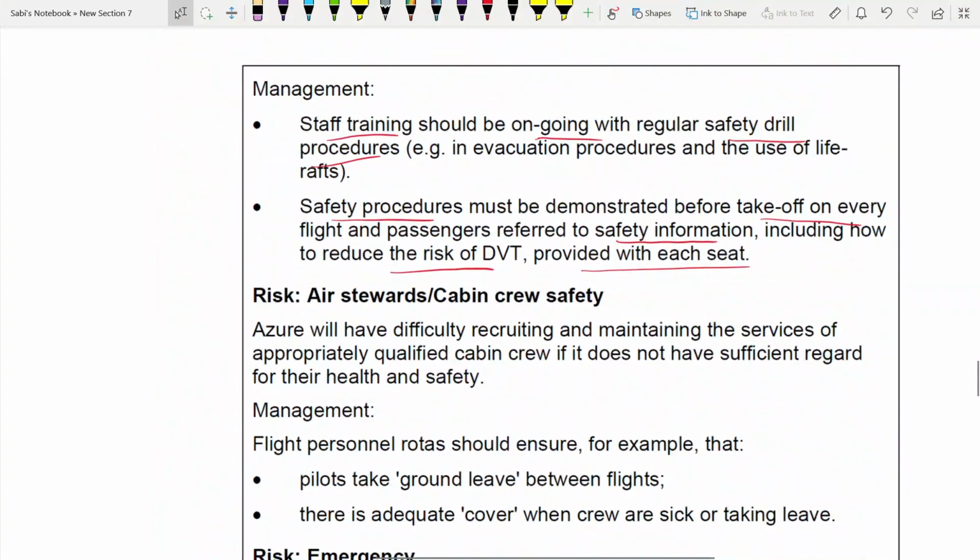12th risk, that is cabin crew safety. Okay, the company will have difficulty in recruiting and maintaining the service of appropriately qualified cabin crew if it does not have sufficient regard for their health and safety. Okay, you have to make sure of the health and safety of the cabin crew, otherwise it's very difficult to motivate them and recruit them and maintain them.